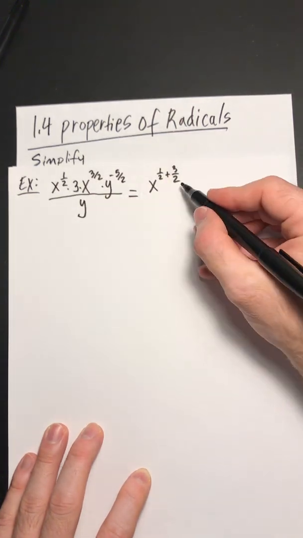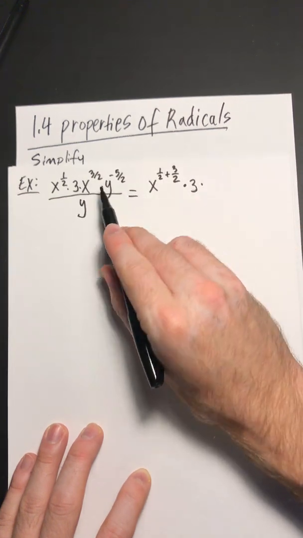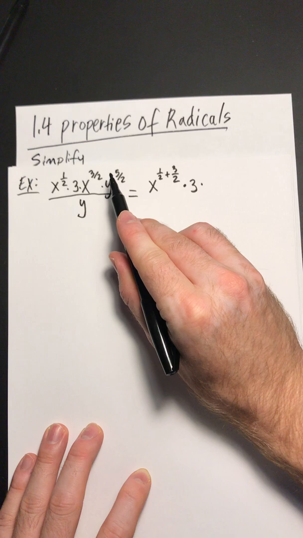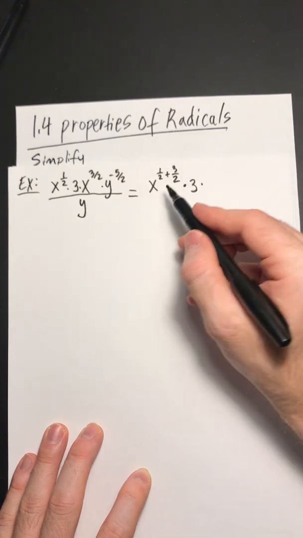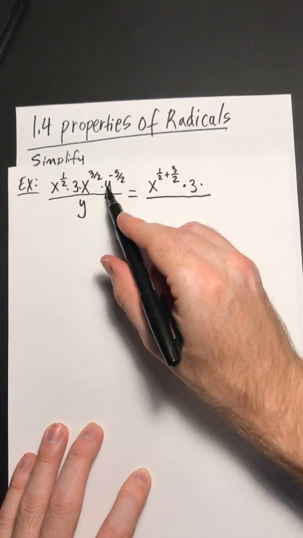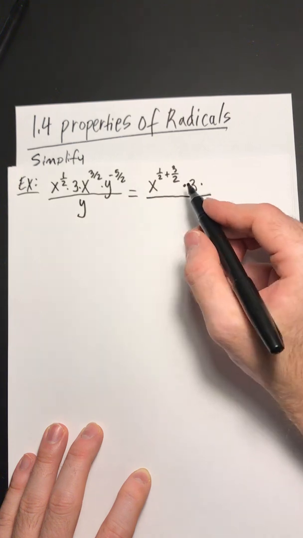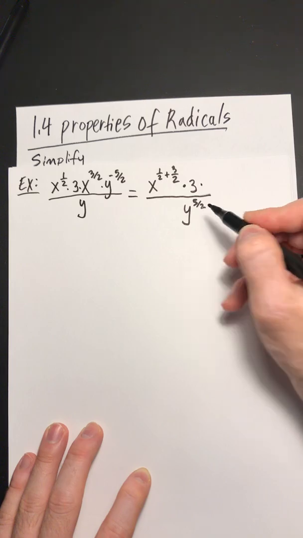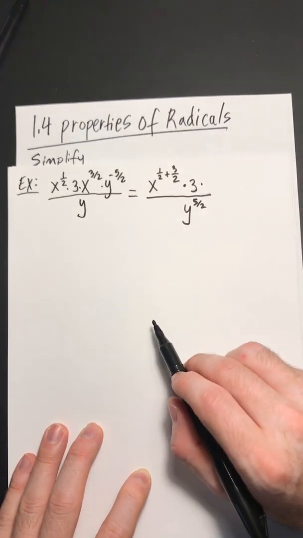Then I have a 3, and I've got a negative exponent. What do I do with the negative exponent? Well, I do the reciprocal of y, so that's 1 over y, and it comes down into the denominator. So instead of being y to the negative 5/2 in the numerator, it's y to the 5/2 in the denominator. It goes from a negative 5/2 to a positive 5/2.